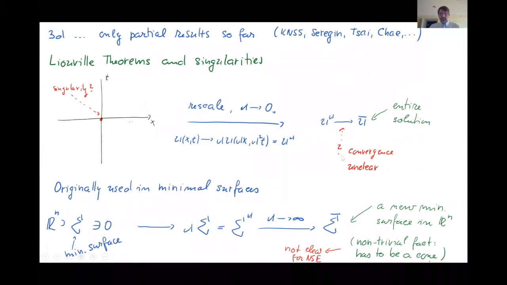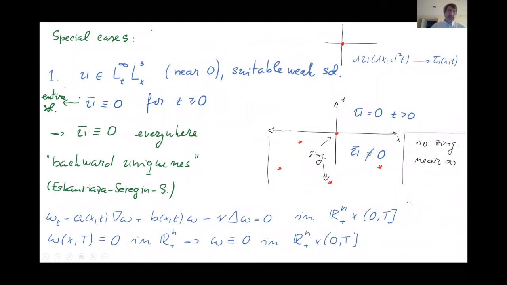Of course, the situation is much less certain than in the minimal surfaces, because we don't have a monotonicity formula. So in general, we cannot say much about the convergence of these blow-ups here. But nevertheless, there are some cases where we can say something. One of the special cases is if u is bounded in L3 uniformly on each time level.